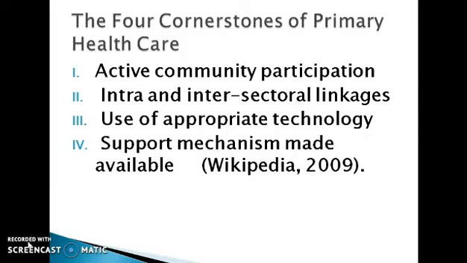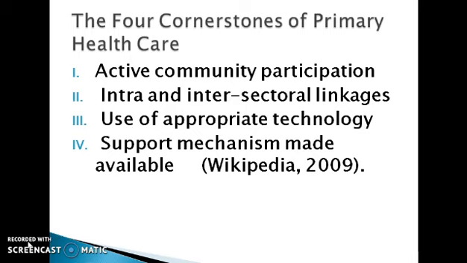Yes, welcome to the fourth module in health system management. We have started the second unit, which started with the third module. The fourth module is the second module in the second unit.